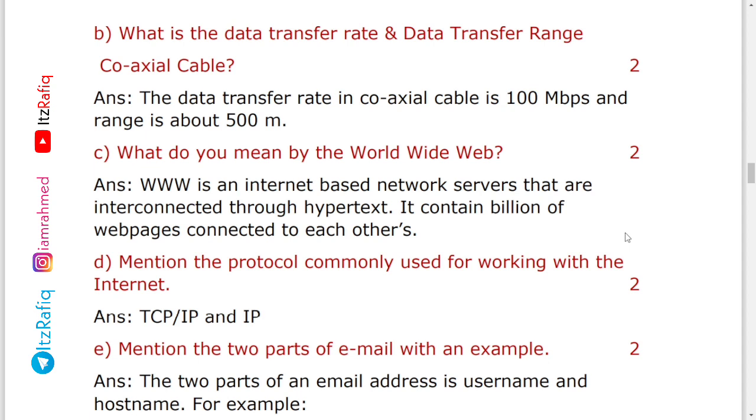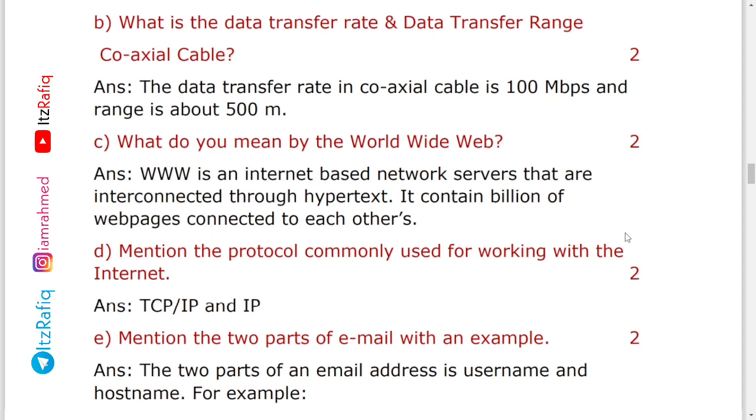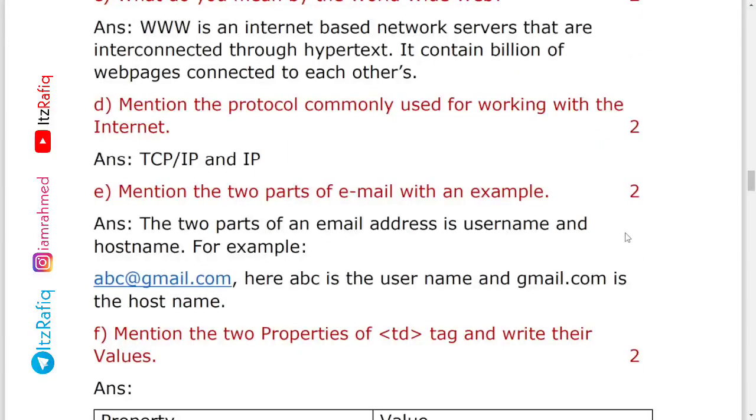You can write TCP/IP and IP. Mention the 2 parts of an email address with the example. The 2 parts are hostname and username. For example, abc@gmail.com. Here abc is the username and gmail.com is the hostname.